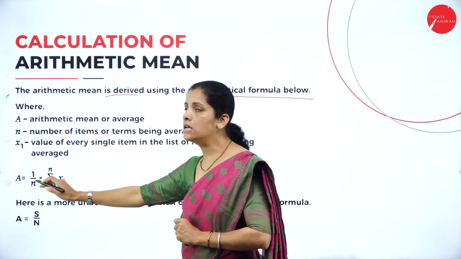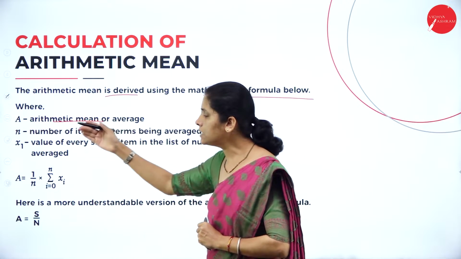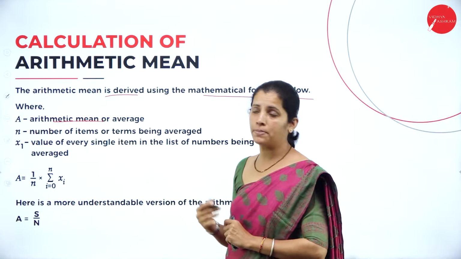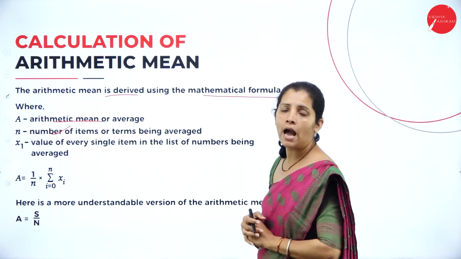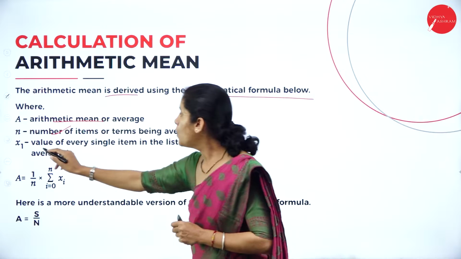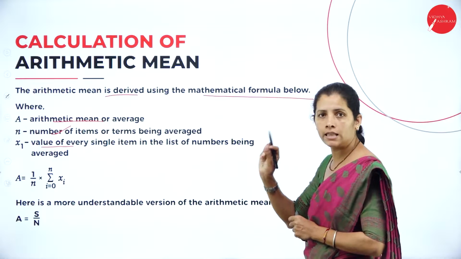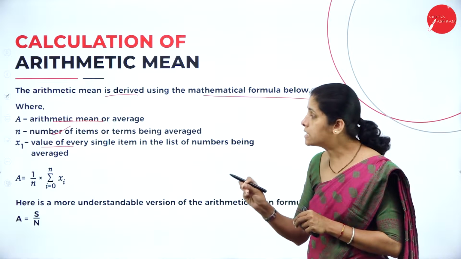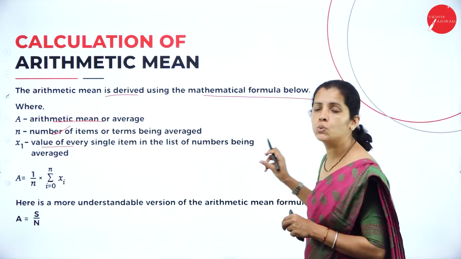Now, the arithmetic mean is derived using the mathematical formula given below. Here A is nothing but the arithmetic mean or average. Then what about n? That is the number of items present, the number of items or terms being averaged. Then xi or x is the value of every single item. Then what is the summation of xi? That is nothing but adding all the x values.